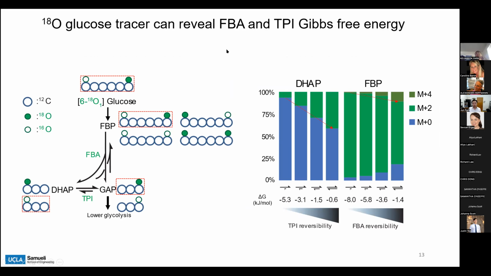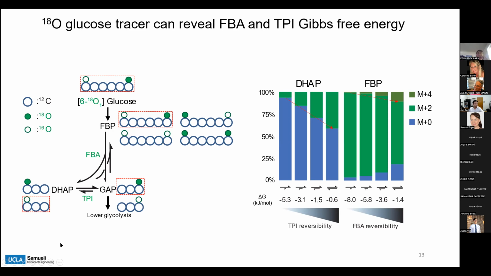But furthermore, we wanted to answer scientific questions throughout our software, which is G-Flux, because G-Flux has another capability for simulating labeling patterns of metabolites through giving certain types of fluxes. So I prepared a question whether 18-O-glucose tracer can reveal the Gibbs free energy of glycolysis. So presumably the best tracer we have thought of is 6-18-O-glucose tracer.